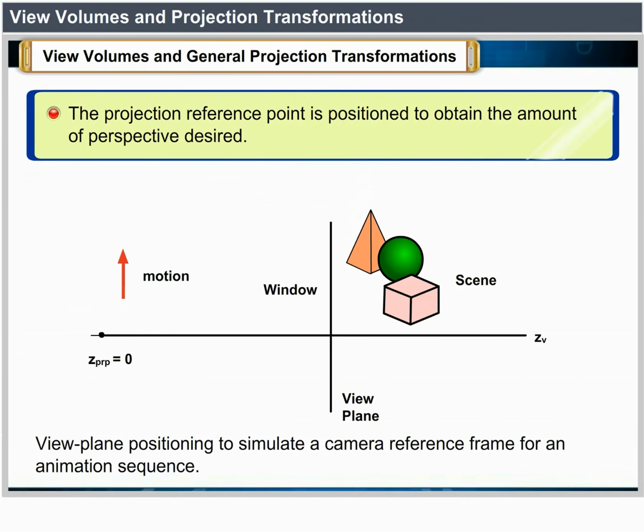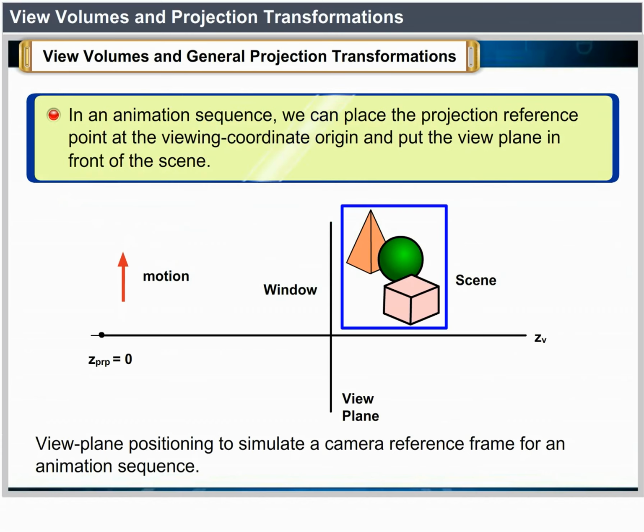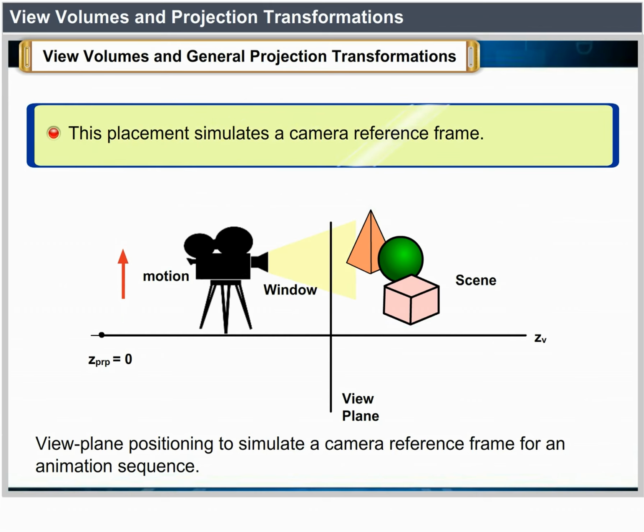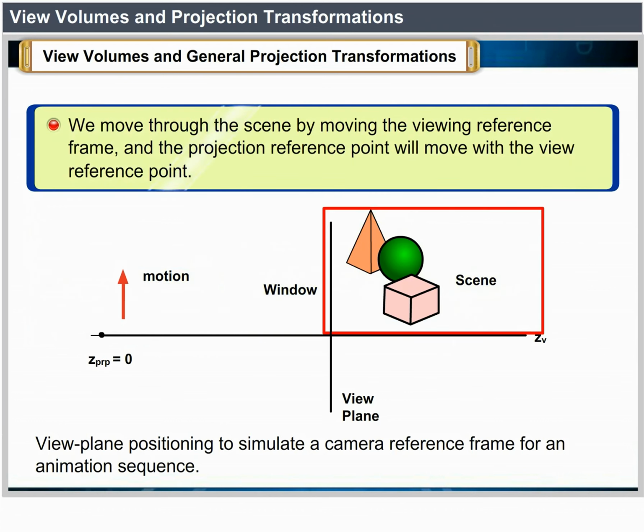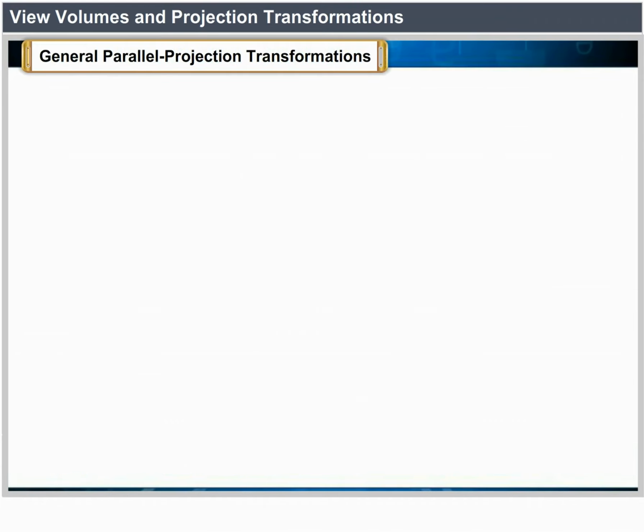In an animation sequence, we can place a projection reference point at the viewing coordinate origin and put the view plane in front of the scene, as shown in this figure. This placement simulates a camera reference frame. We set the field of view, lens angle, by adjusting the size of the window relative to the distance of the view plane from the projection reference point. We move through the scene by moving the viewing reference frame, and the projection reference point will move with the view reference point.